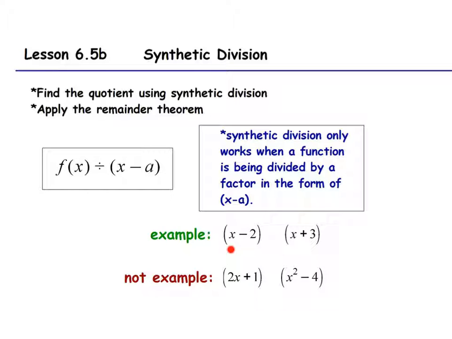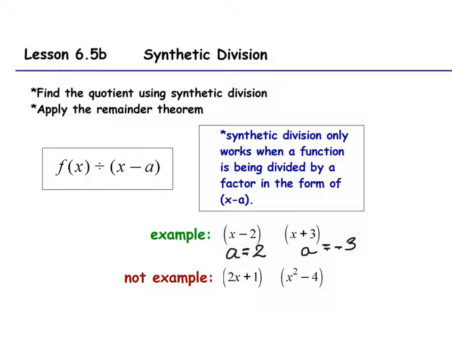So the first example is this x minus 2. Okay, so that is definitely in the form of x minus a, where a would equal 2. Well, we also have x plus 3. That is also in the form, and in this case, a is equal to negative 3.